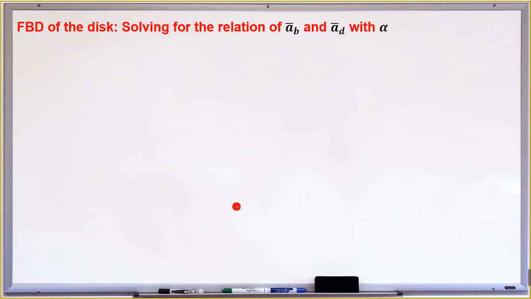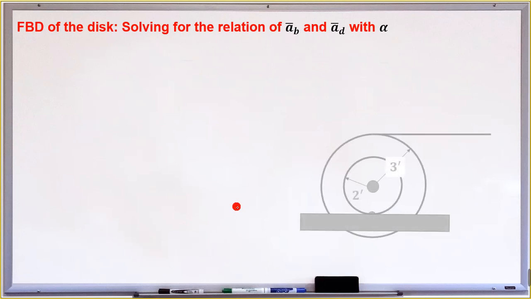Next, we formulate the FBD of the disk, and then we're going to solve first the relation of the linear acceleration of the block as well as the linear acceleration of the disk with respect to the angular acceleration of the disk. So this is our disk, connected via this rope, no? It is attached to the frictionless pulley.